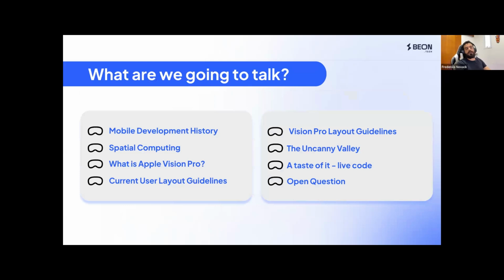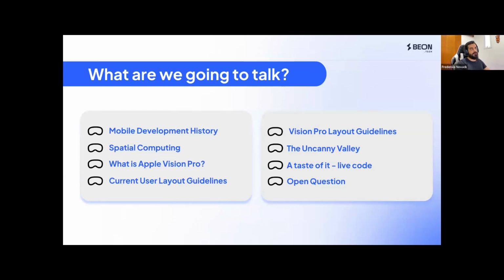So what are we actually going to talk about? Our agenda is, first, I'll talk with y'all about mobile development history. We're going to look behind us just to understand where we are. Then I'll talk about spatial computing. What is spatial computing? What is this new era of development? What should we expect from it? And then, what is Apple Vision Pro? It's not merchandising, it's not anything related to Apple, it's just what this new product brings us.